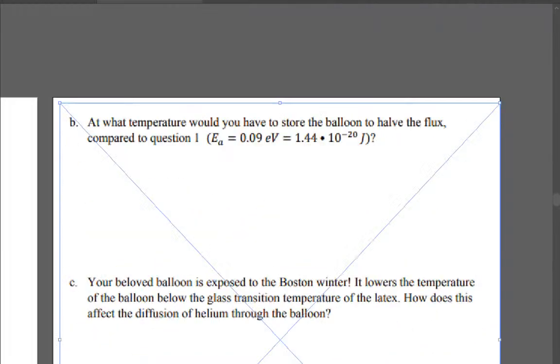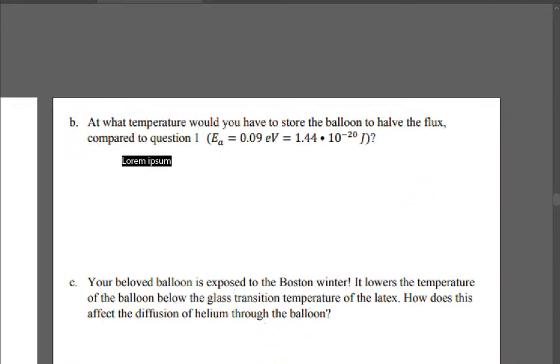At what temperature would you have to store the balloon to halve the flux compared to question 1? EA equals 0.09 electron volts, which would equal 1.44 times 10 to the power negative 20 joules. This one basically uses your D. When you assume dC over dx is the same, you can ignore that. But we still want to halve the flux, which means J1 equals 2J2. This is still the same fact, and so D1 must equal 2D2.